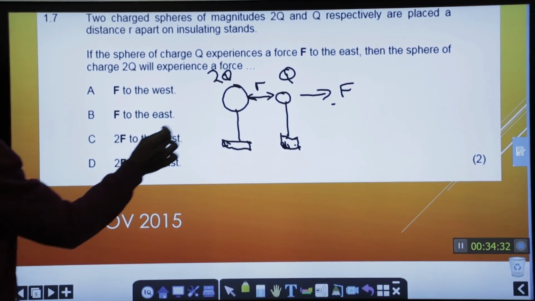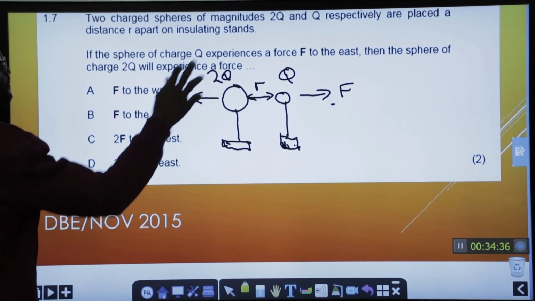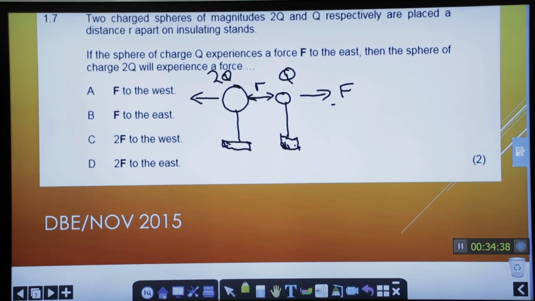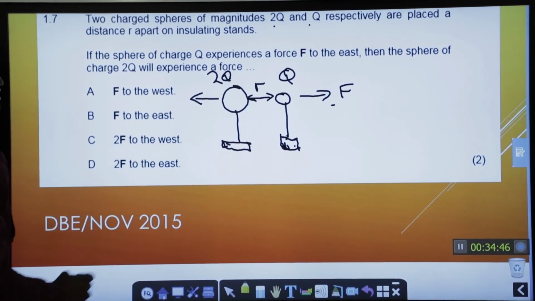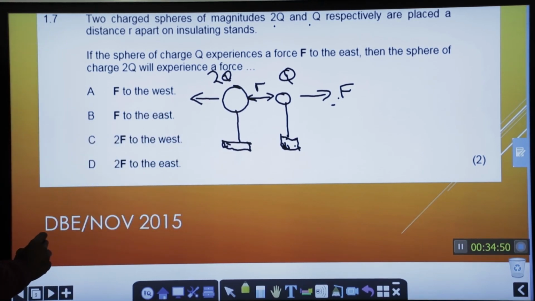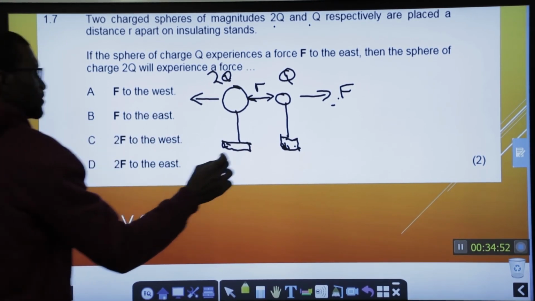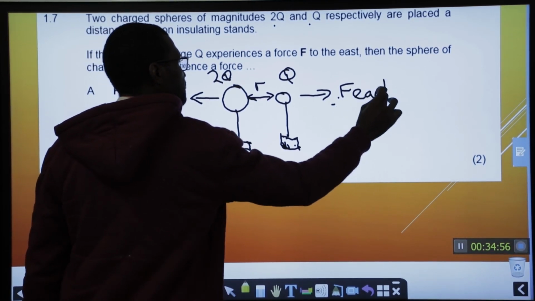remember that they experience exactly the same force because they are the same in their signs, both positive, they will repel each other. So the same force will be experienced but opposite in direction. So which direction do you think it will happen? This force was in the easterly direction.